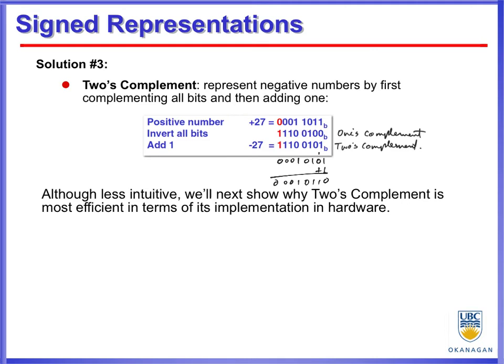What did I do wrong? I should get the same number back again. 1, 1, 0, 0, 1, 0, 1. I inverted the first 4 bits, but not the last 4 bits. Let's try that again.